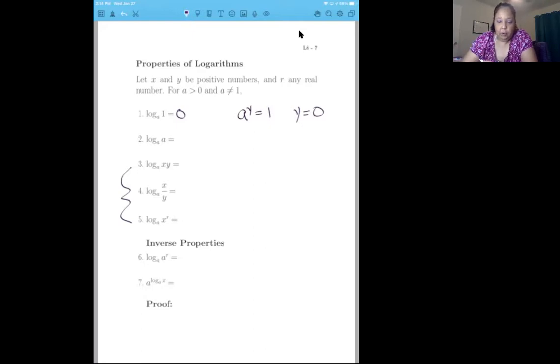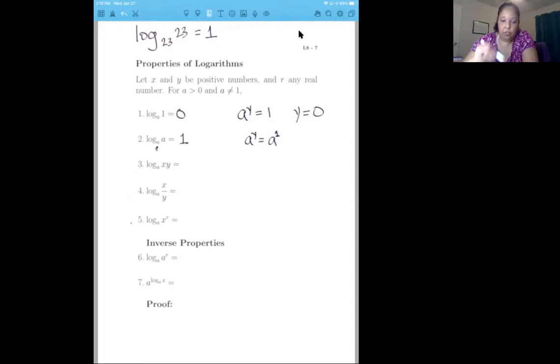Now let's look at 2. Log base a of a, well, that means a to the y equals a. If I set my exponents equal to each other, that means y is 1. So if my base is the same as what's inside my logarithm, then I always get 1. In other words, log base 23 of 23 equals 1. If I have log base x of x, that equals 1, and so on.